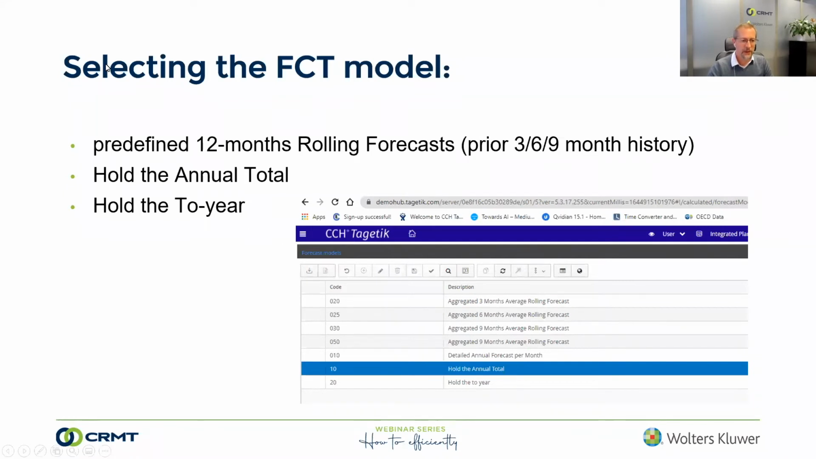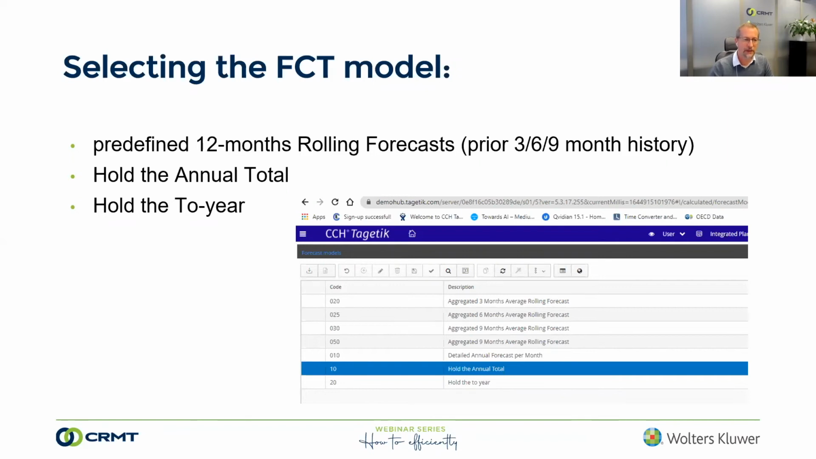So when preparing the forecast model, first we have to select the model. Either we are talking about selecting one of the predefined 12 months rolling forecasts, or in this case, we can select this rolling forecast based on how much history it considers for the calculation, or we can select the HOAT, the hold to the annual total, or hold to the year.